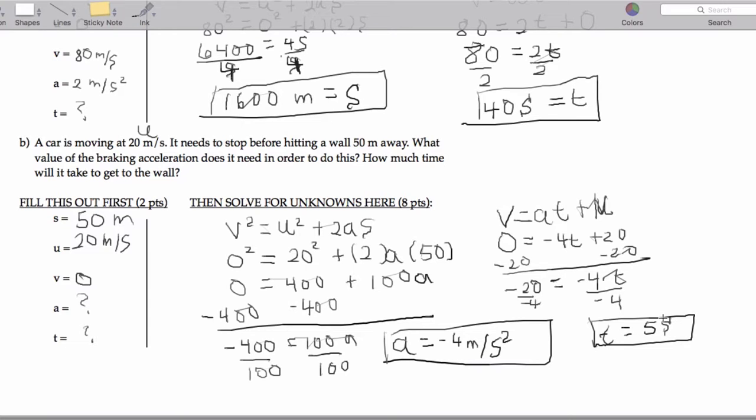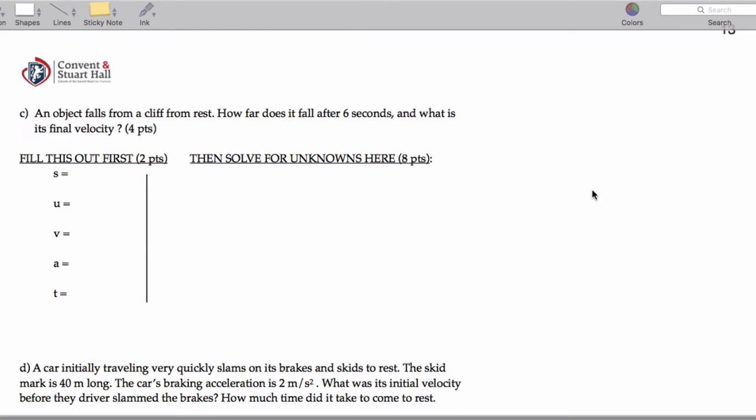All right, so that's part B. Let's go ahead and move on to part C. An object falls from a cliff from rest. How far does it fall after 6 seconds, and what is the final velocity?